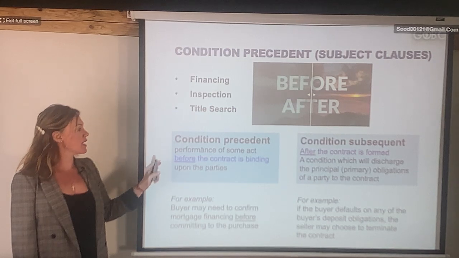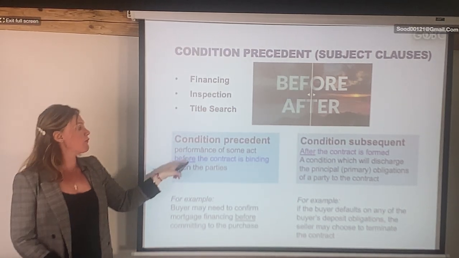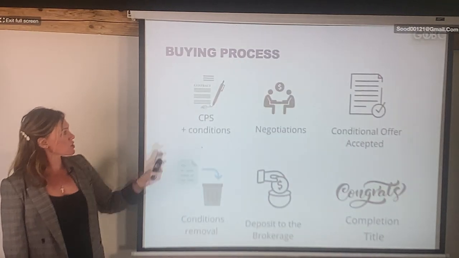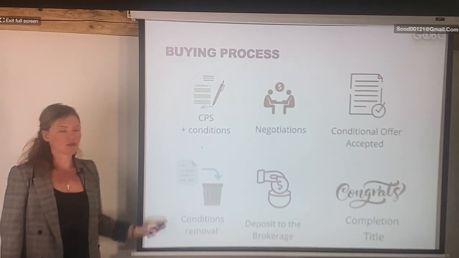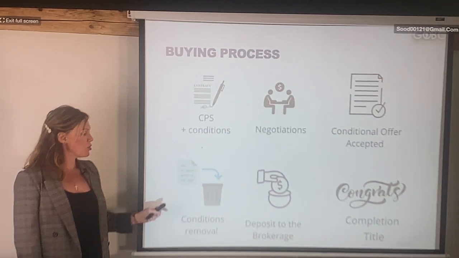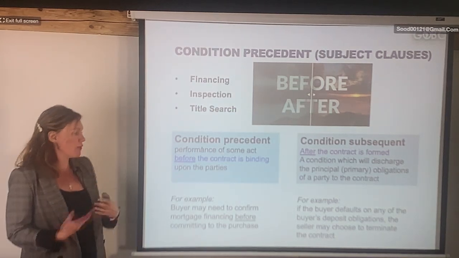So condition precedent, it's basically you have to do something, perform some act. If you put subject to inspection, that means you have to do the inspection before the contract is binding. So if I look back at the picture, you had your offer with your conditions, you negotiated, the offer got accepted, and now you have your time to remove your subjects, right? So you have conditions that you have to remove. The condition precedents have to happen before you move on, before you satisfy them, right?